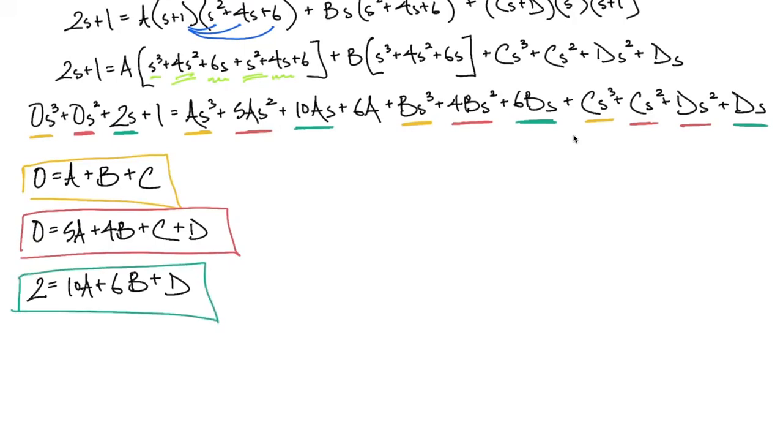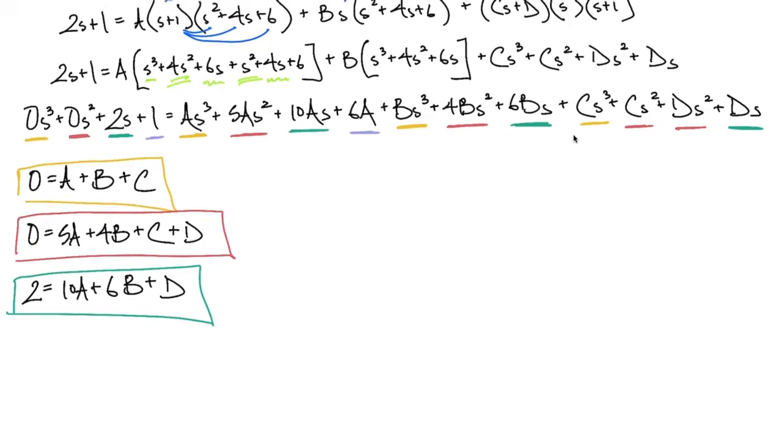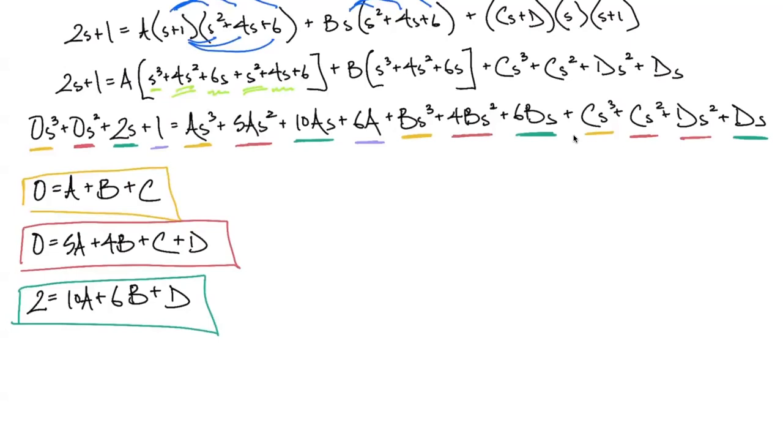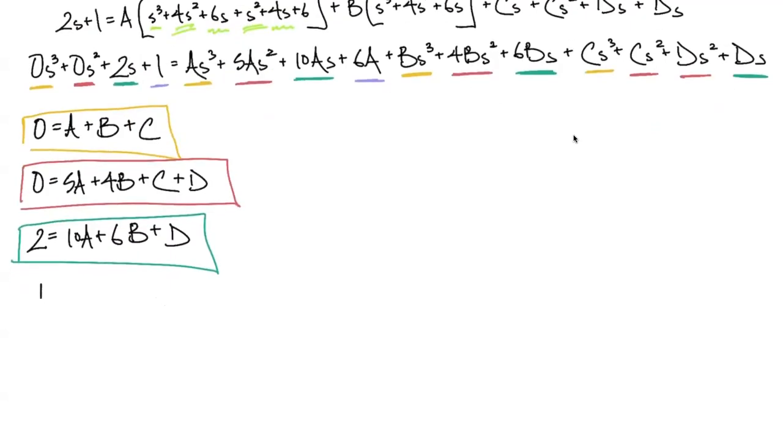And we've got one last equation here where we have 1 equals 6a. And is that the only one that has just a constant? I think it is. So we'll get 1 equals 6a. Okay.